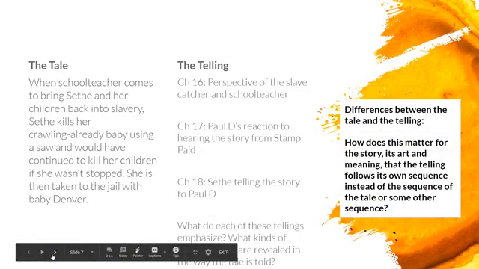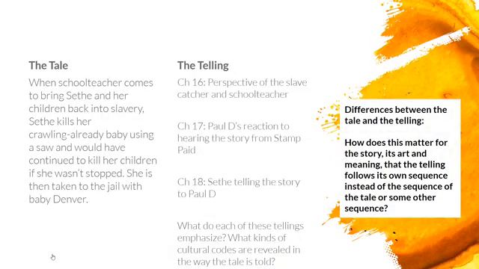So you might be wondering, how does this apply to Beloved? Well, here's an example. We have the actual tale, the order of events, where the schoolteacher comes to bring Sethe and her children back into slavery. Sethe kills her crawling-already baby using a saw and would have continued to kill her children if she wasn't stopped. She's then taken to jail with baby Denver.